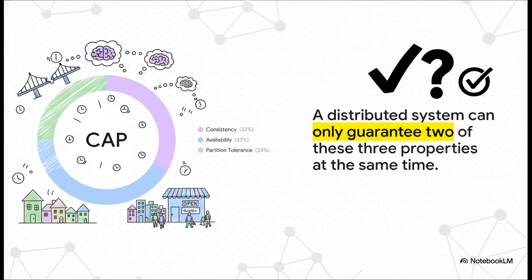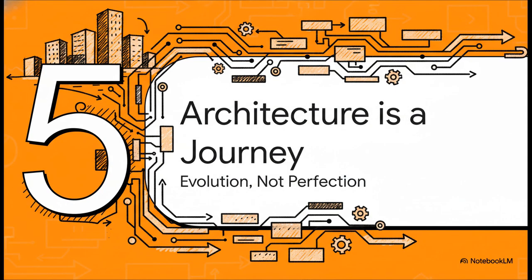The key here is that you have to choose which two are most important. For something like your social media feed, availability is probably king. It's okay if you see a post a few seconds late. But for a bank, consistency is completely non-negotiable. This one decision shapes the entire feel and behavior of your system. And all of this brings us to one final, really important idea. You don't just build a city and then walk away. A city is a living, breathing thing. It grows, it changes, it adapts, and your software architecture has to do the same.